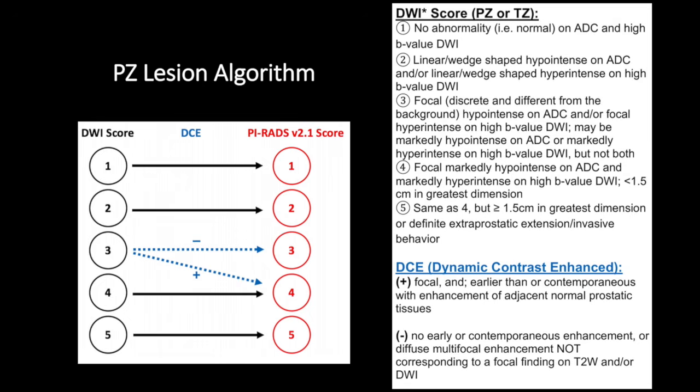So if we go back to our algorithm here, you can pause the video at this point if you want to review the descriptions here on the right that we just covered. But you're going to see again that the DWI score determines the final PI-RADS score, and for a DWI score of 3, a positive DCE can upgrade the final category to a category of 4. So this is the PZ algorithm that you need to know, and we're going to revisit this when we go through our approach and when we go through a couple cases.